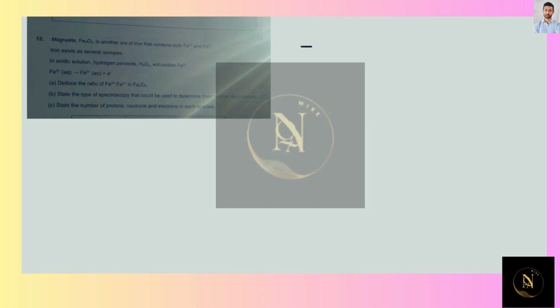So in this case, what we're going to have is Fe3O4, which is going to be magnetite, over here like this. Sorry about that. Fe3O4. And the first thing that we want to know is what is going to be the ratio of Fe2+ with Fe3+ in this compound.